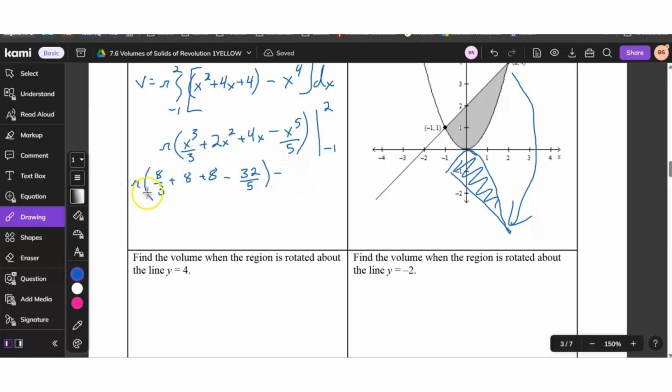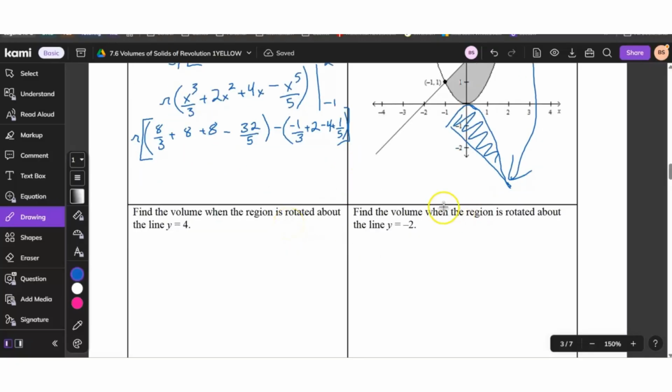Minus, and actually this pi is around everything. Negative 1 cubed is negative 1/3. Negative 1 squared is positive, so that's going to be plus 2, minus 4, plus 1/5. And then I just got to work all that out.